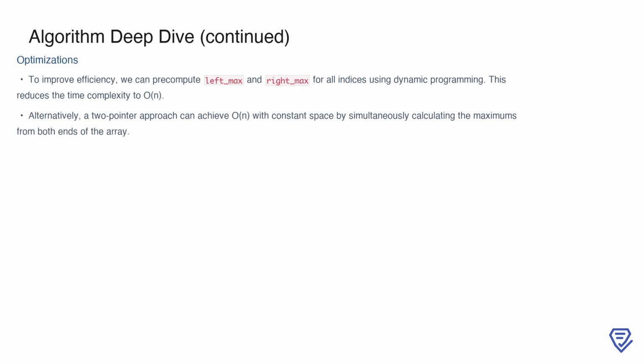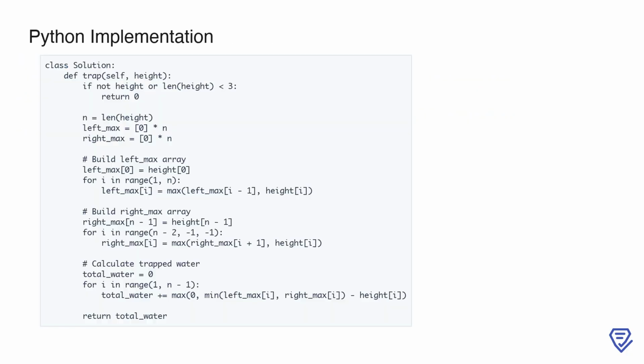Alternatively, we can achieve the same efficiency with constant space using a two-pointer technique. By maintaining pointers at both ends of the array and iteratively calculating maximums as we move inward, we can simultaneously compute the trapped water while minimizing memory usage. These optimizations make the algorithm much more efficient and suitable for larger input sizes, addressing the primary drawback of the brute force approach.